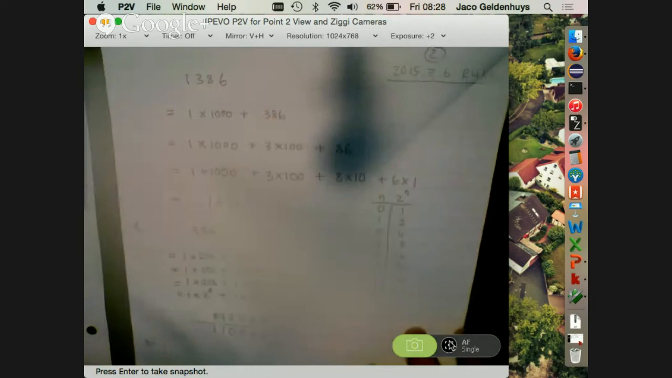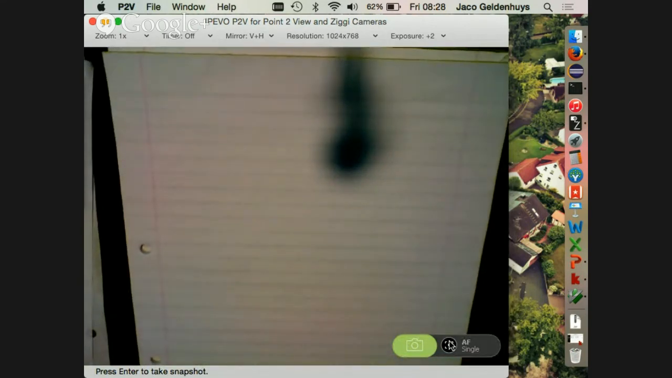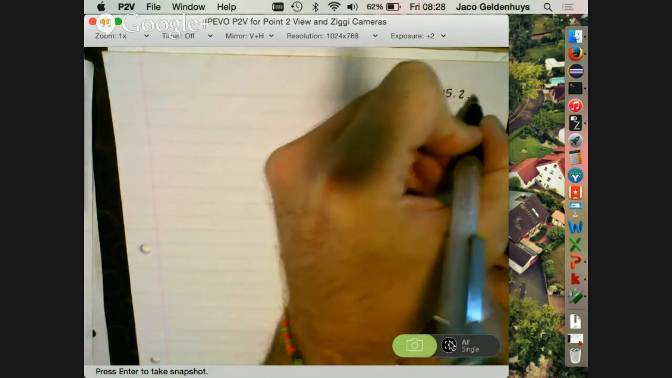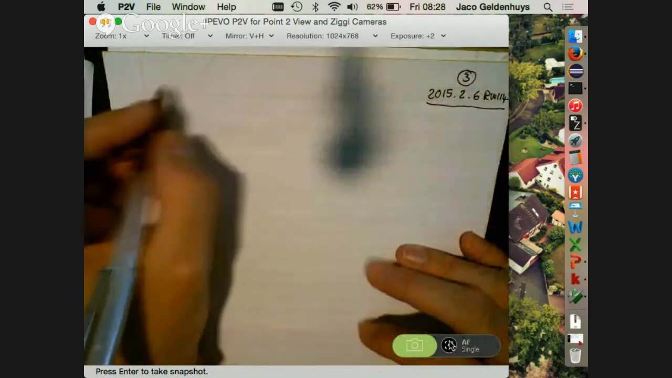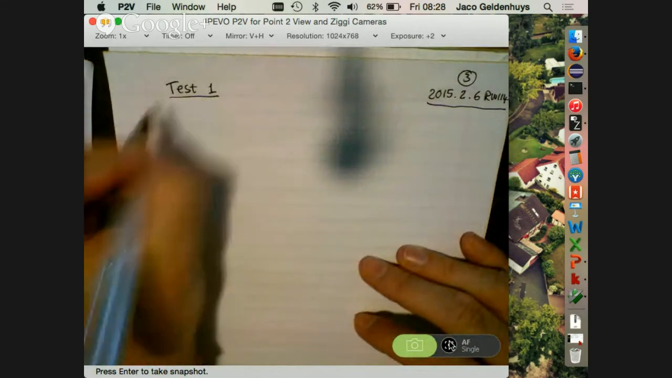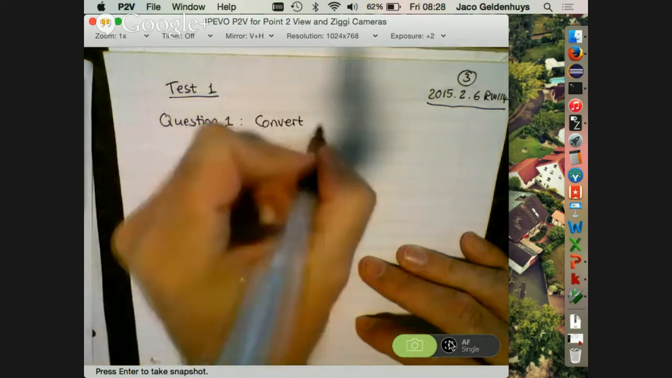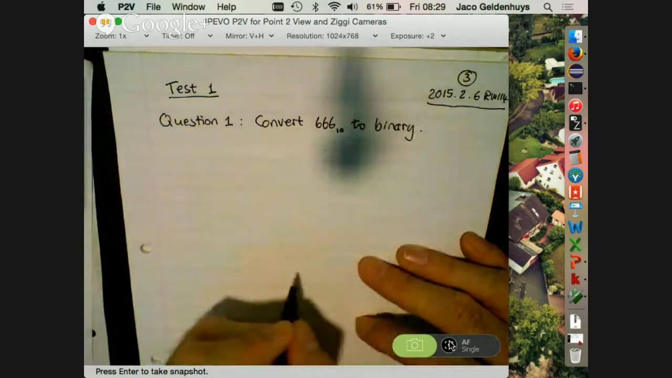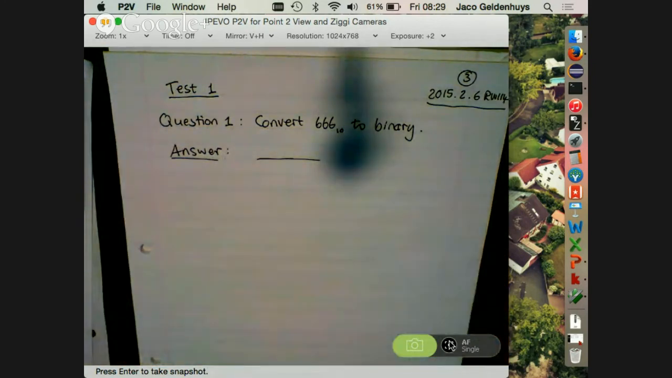All right. Let's just do one thing for fun. Let's try using your new knowledge to convert 666 base 10 to binary. No calculators allowed in this test. No cell phones, no talking, no shooting. Test conditions.